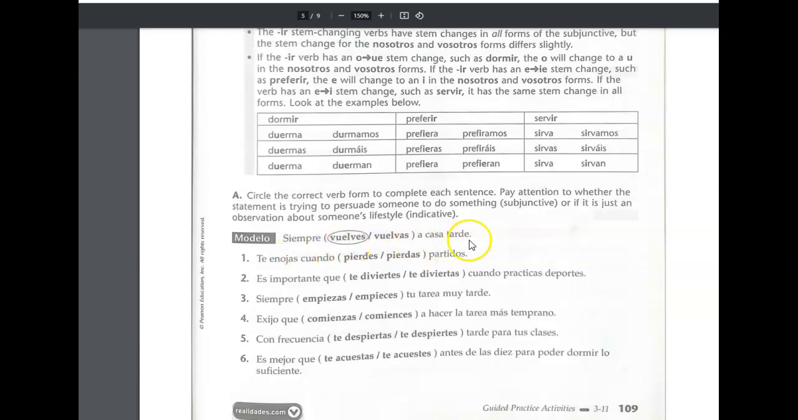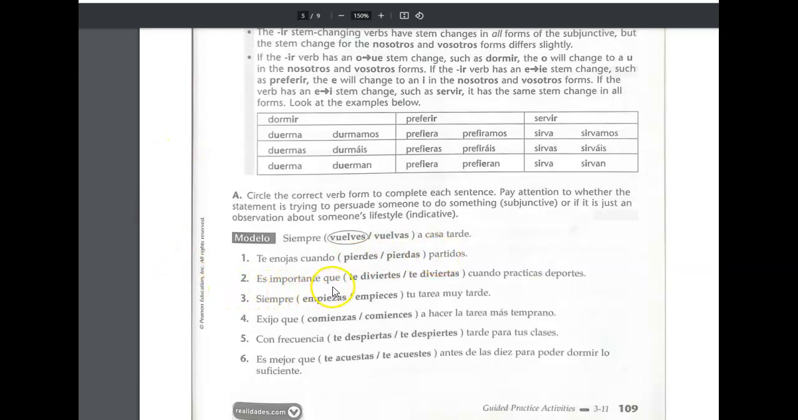Siempre vuelves a casa tarde. You are the subject, tú, and that's why the verb volver, to return, is in the present indicative. Tú te enojas cuando pierdes partidos. You get annoyed. Enojarse is to get annoyed when you lose games. Don't we all? Número 2.